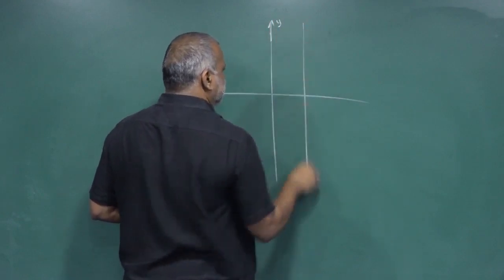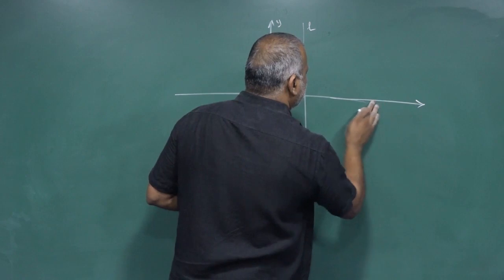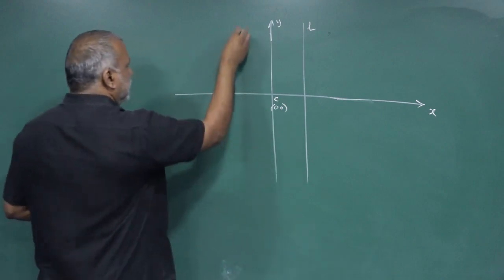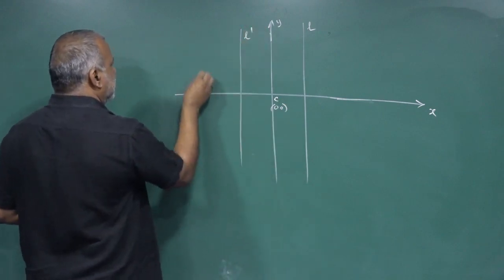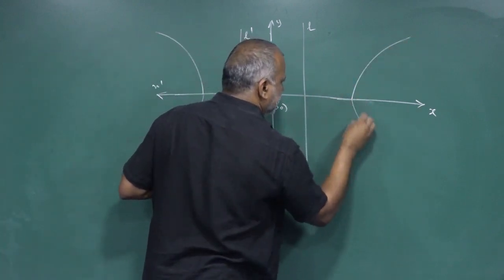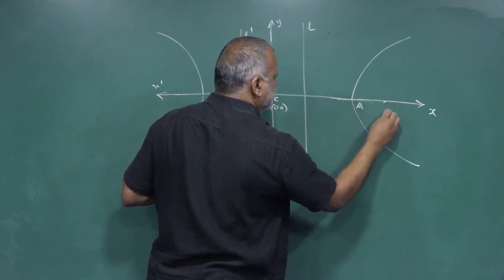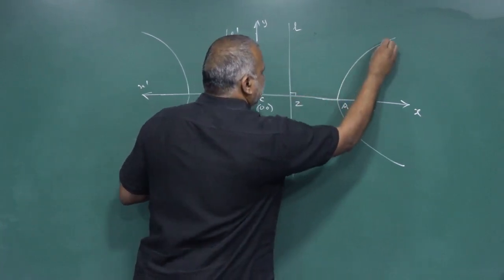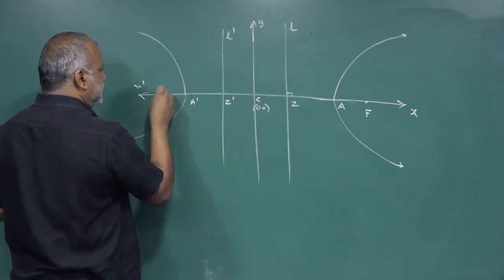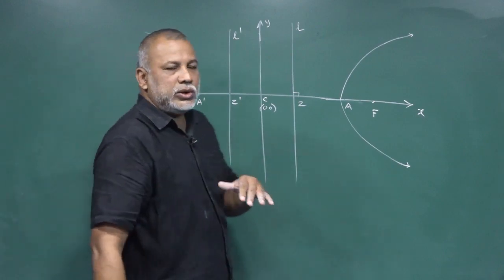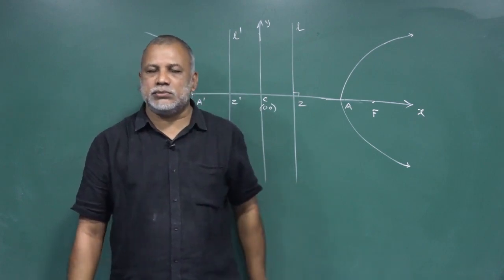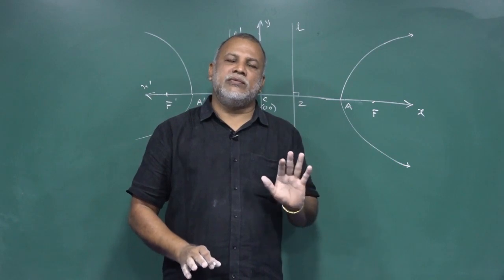See, this is the y-axis, then L, x-axis, center 0, 0, then L dash. Say this is A, this must be F, this must be Z. The same standard equation of the hyperbola. Here is Z dash, A dash, F dash. They are asking, prove the length of the latus rectum. See the word length of the latus rectum. So you must analyze what is the meaning of latus rectum.